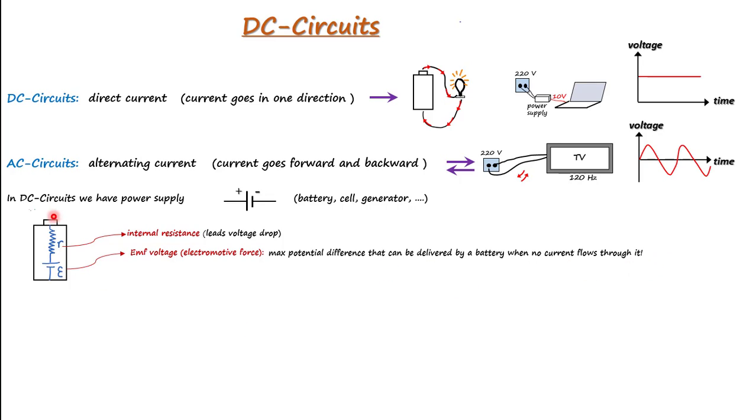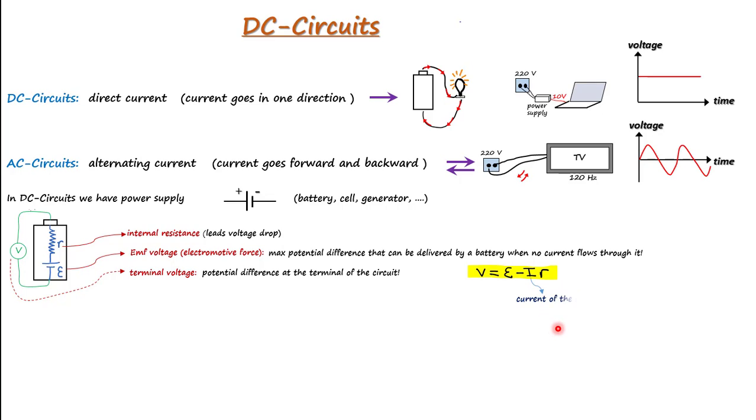Now if you want to measure the potential difference of this battery, we do this. We put our voltmeter here. This voltage here is called the terminal voltage, the potential difference at the terminal of the circuit. This is the one we are measuring, and it can be defined as epsilon minus I times r. Here I is the current of the circuit. Now before going into detail, let's see what happens if we have more than one battery.